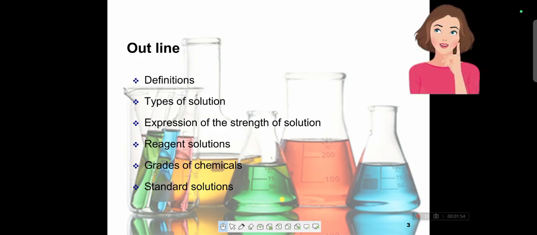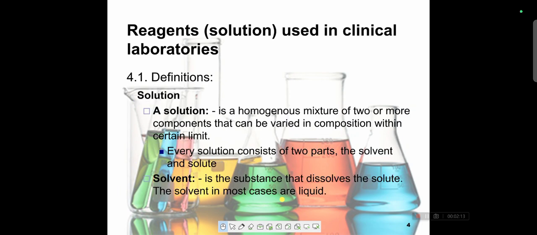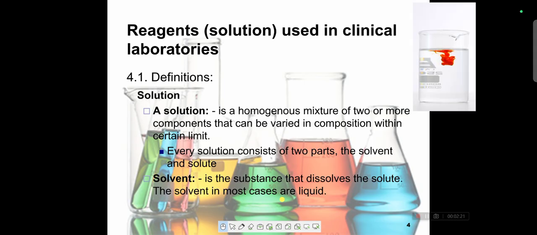Right. So first of all, this is the outline. We'll be understanding about the definition, the type of solution, the expression of the strength of solution, reagent solutions, grade of chemicals, and the standard solutions, right? So let's start. First of all, reagents or solutions used in the clinical laboratory. Let's have an overlook at the definitions of the terms solution, solvent, solute.